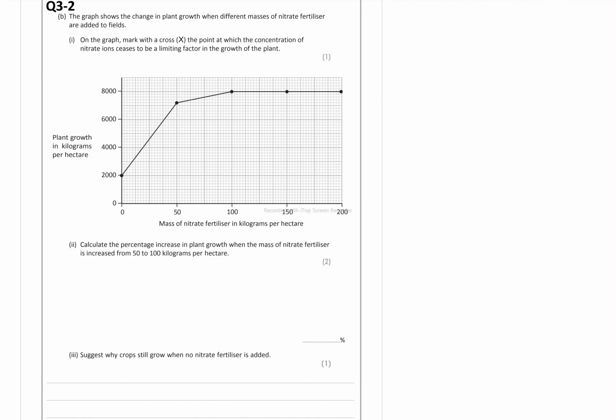Right, the graph shows the change in plant growth when different masses of nitrate fertilizer are added to fields. Right.